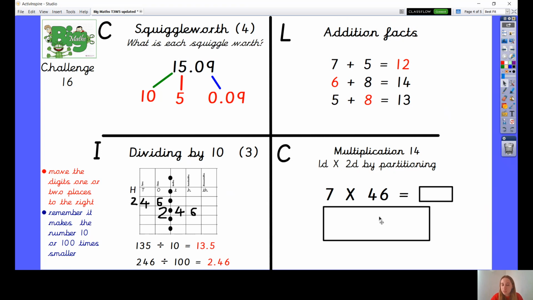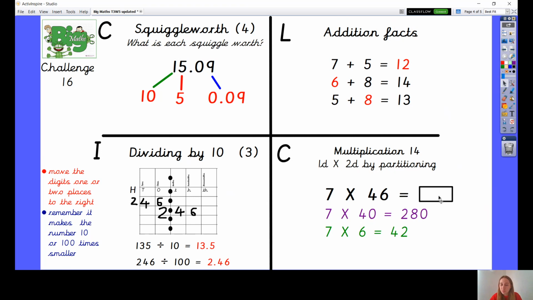Okay, so the two calculations I would have used were 7 times 40 and 7 times 6 to split 46 into 40 and 6. 7 times 40 is 280 and 7 times 6 is 42. I then need to find the total of those two to find the product of 7 times 46, which is 322. Check yours, see how you got on.